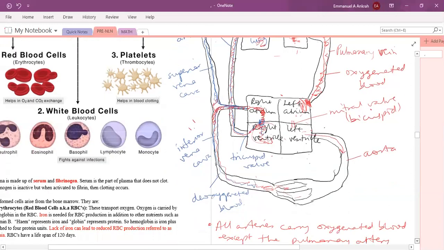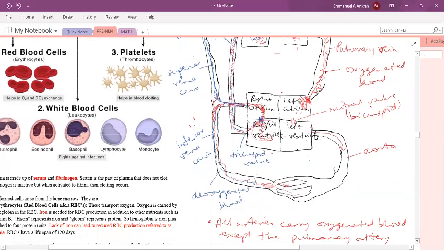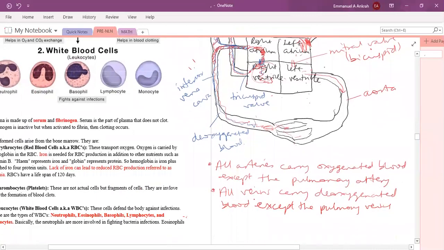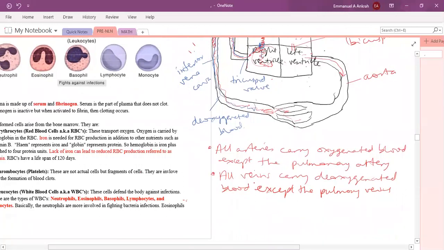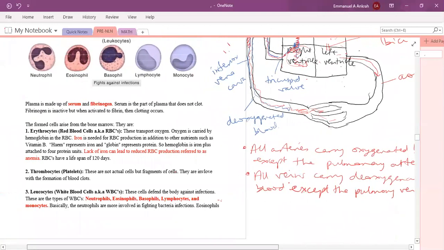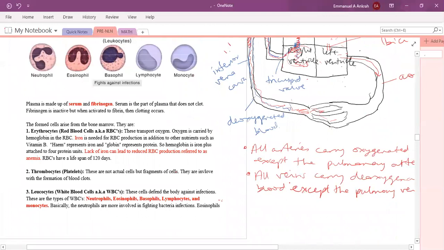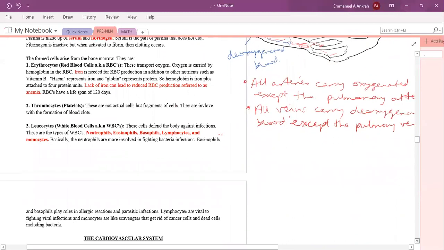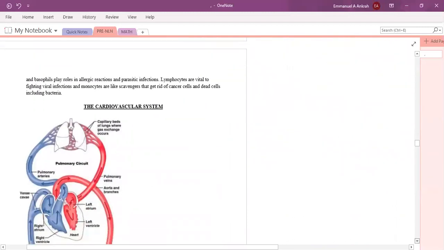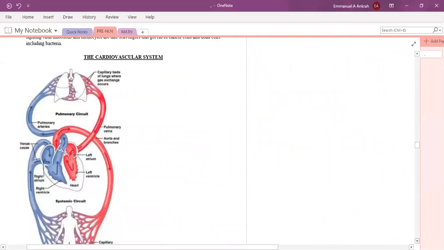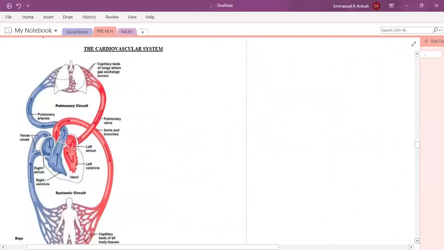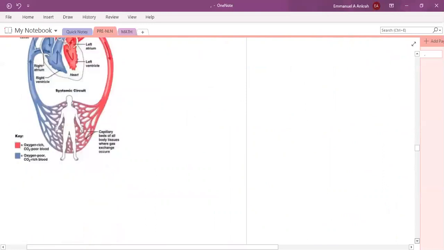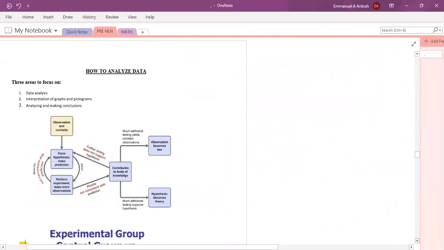Great. Any questions on the systems that we studied so far? At least we've covered the big systems. All right, so that's a summary of the cardiovascular system, the diagram here. Okay, great.